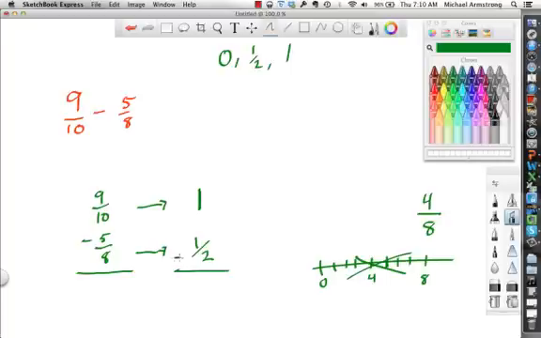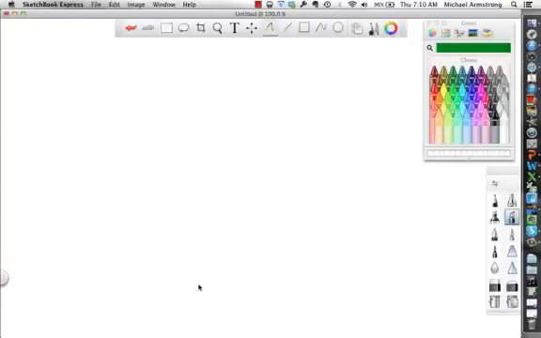And then when we subtract, 1 take away 1/2 equals 1/2. And that would be our answer. And that's basically the best way to do it.